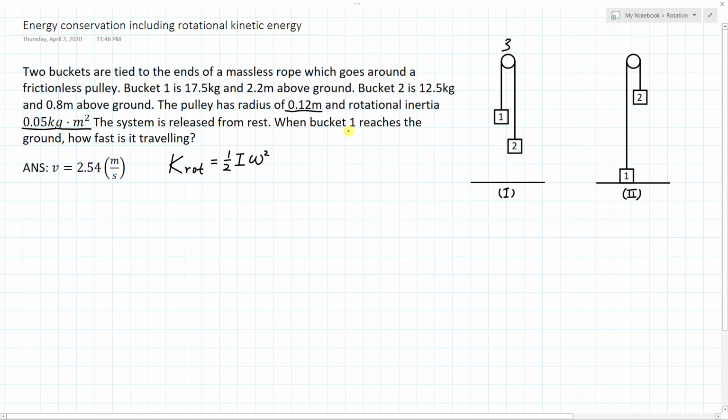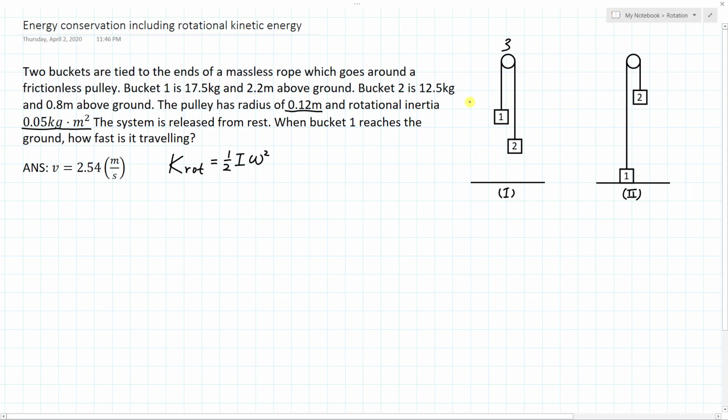The question is, when bucket 1 reaches the ground, how fast is it traveling, and bucket 2 should be traveling at the same speed. And we're also assuming that there's no slipping between the rope and the pulley. So the pulley will rotate as fast as the rope passes through it. So the linear velocity at the rim of the pulley matches that of the rope. If the rope is slipping, for example, then the linear velocity of the rope will exceed the linear velocity of the rim of that pulley. But in this case, the pulley is passively rotating with the rope's influence, so that wouldn't happen.